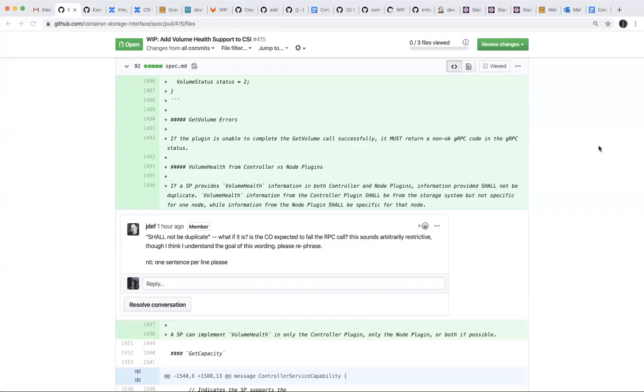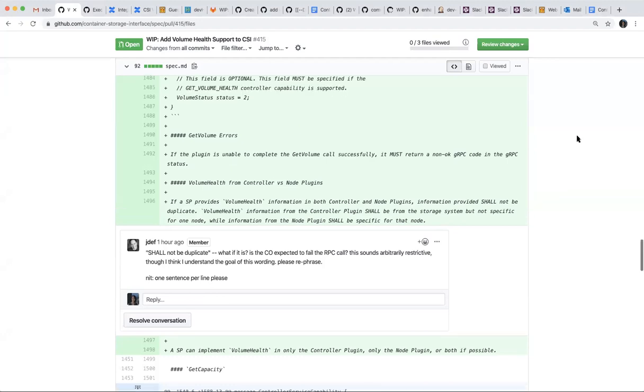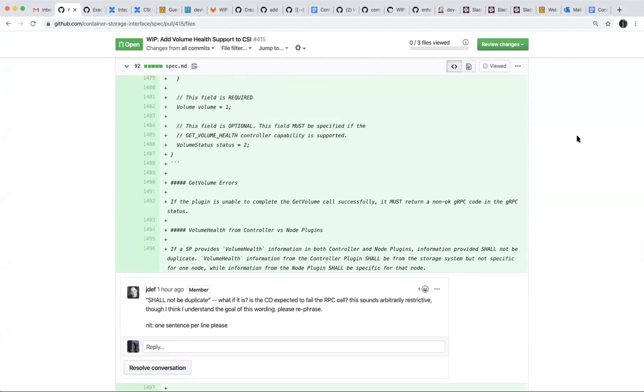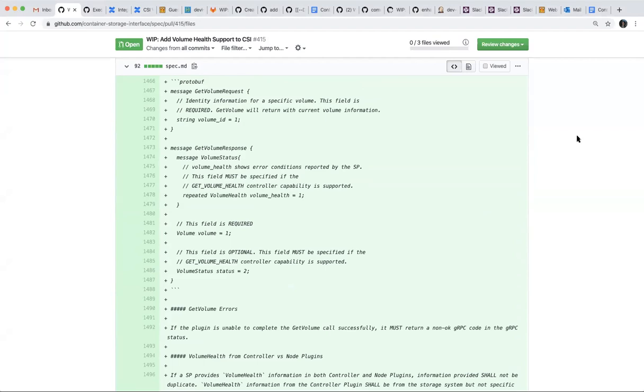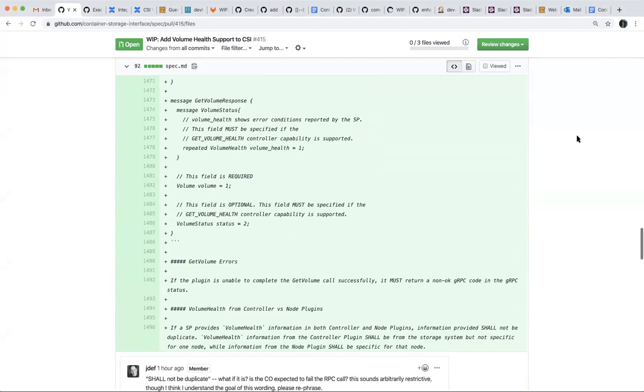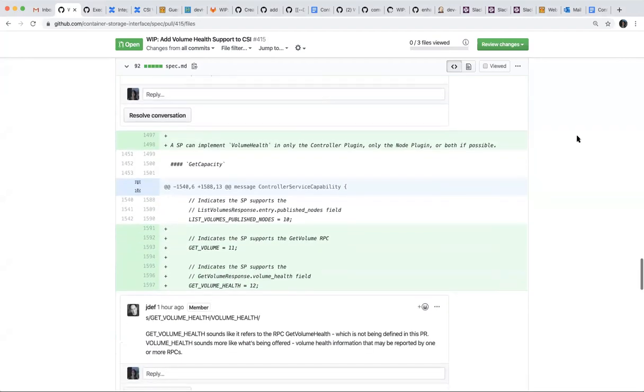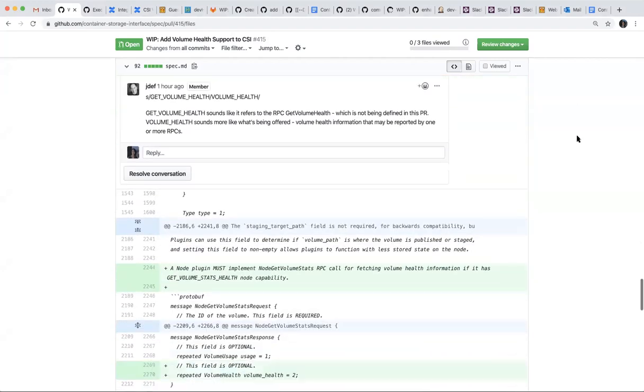Sure. Let me share my screen. So I just want to continue with where we left off last time. I submitted a PR with some of the changes. I got rid of those common error codes that we were suggesting. So now we have this severity level.